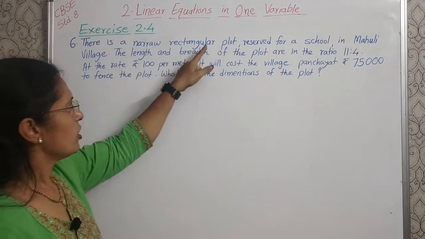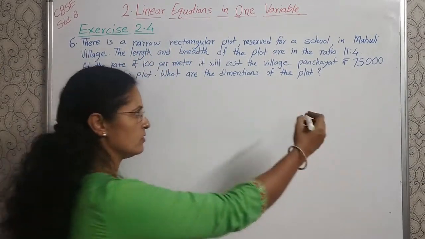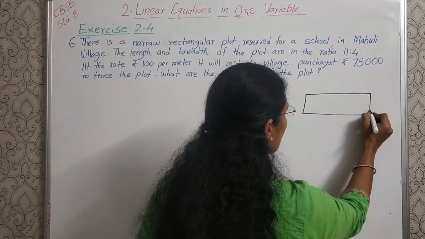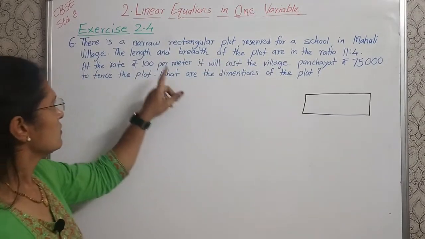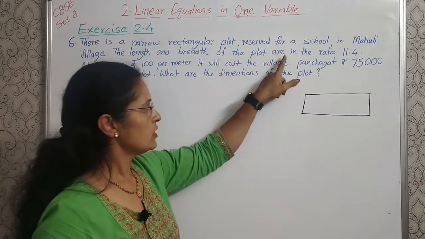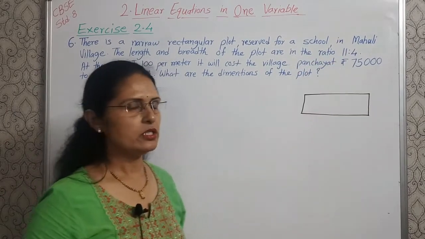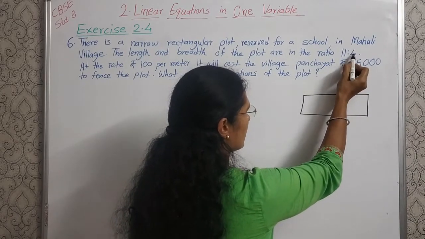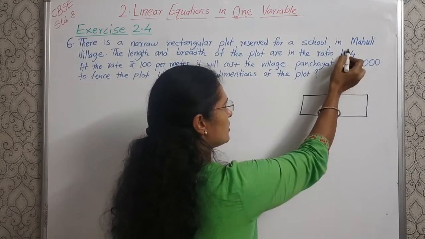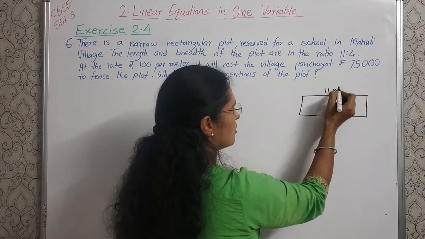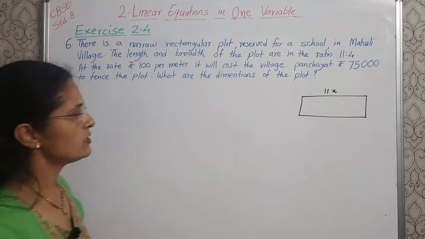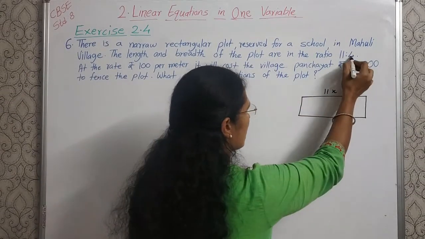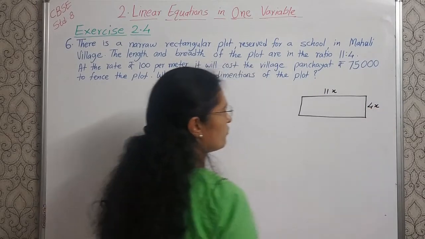Now see, the plot is a rectangle. The length and breadth of the plot are given in the ratio 11:4. So whenever the ratio is given, we take the common multiple x. So the length is 11x. The plot is rectangular in shape, so length is 11x and breadth is 4x.